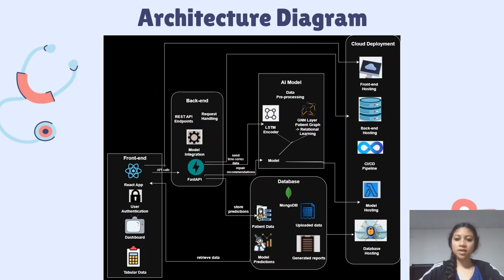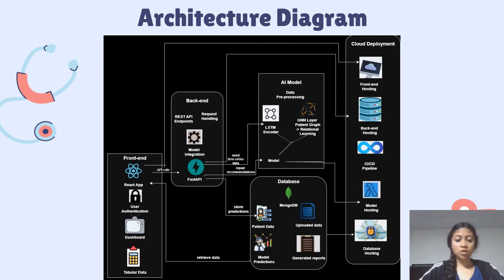The AI model consists of two parts: data preprocessing and the deep learning pipeline. Patient time series data is processed, passed through an LSTM encoder to capture temporal patterns, and then into a graph neural network, which is the GNN layer, which models relationships across patients. The model outputs predictions like in-hospital mortality or length of stay along with recommendations. All outputs are stored in the database layer implemented in MongoDB.